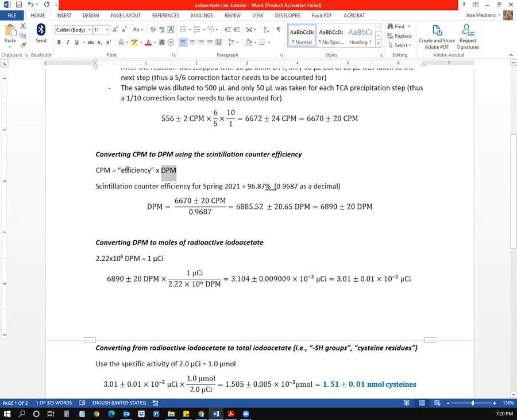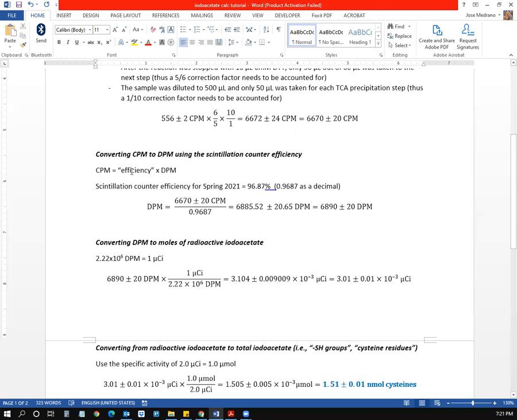And we can calculate this efficiency by calibrating the scintillation counter with known standards of C-14 containing vials. If we can calculate how many disintegrations per minute there should have been in there, and the efficiency of the scintillation counter is 100%, then disintegrations per minute will equal counts per minute. But that is never the case. We always need to calculate this efficiency.